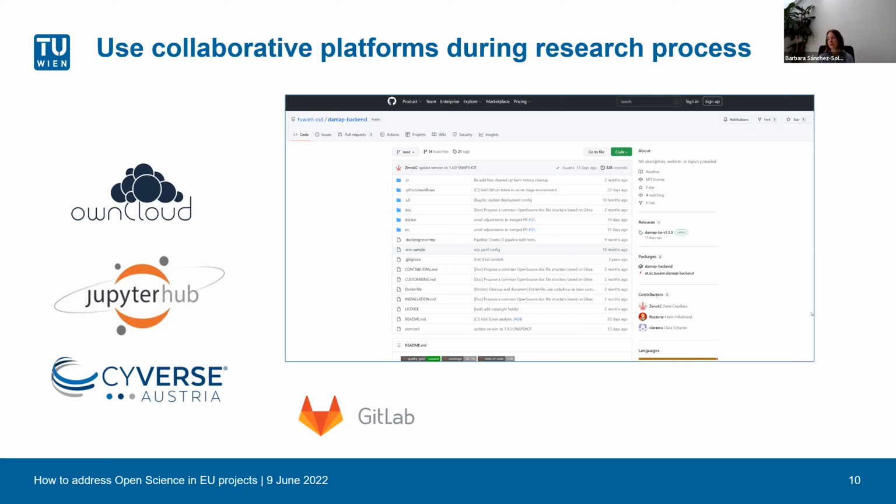A very typical example of collaborative work is, of course, working in Git, either in GitHub, or many universities have GitLab instances. Ever more popular is the electronic lab notebook concept. So JupyterHub is a prominent example here. I have also put the example of Cybers Austria on this slide. This is a platform for data analysis in the life sciences.